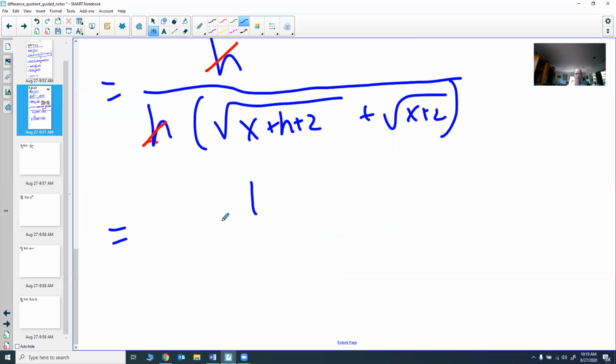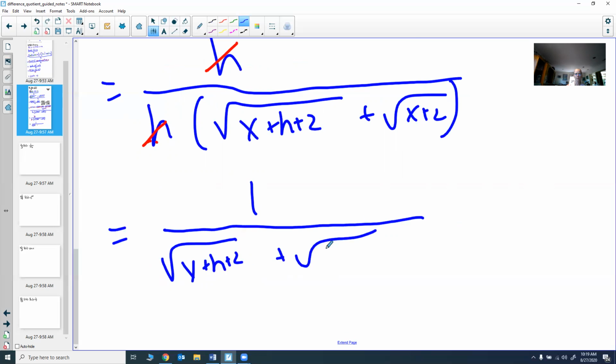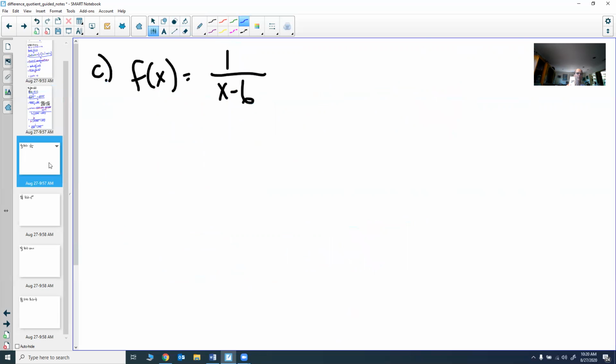Now I notice I'm left with 1 in the top. In the bottom, I'm left with the square root of x plus h plus 2 plus the square root of x plus 2. Again, notice if I'm doing it correctly, this h in the bottom should cancel, and it did in fact cancel. So this is simplified as far as it can go. And again, in calculus, we do something more with this, but right now, we're just going to stop where we are. So we haven't actually done any calculus here. This is just algebra. Let's do one more, or a few more.